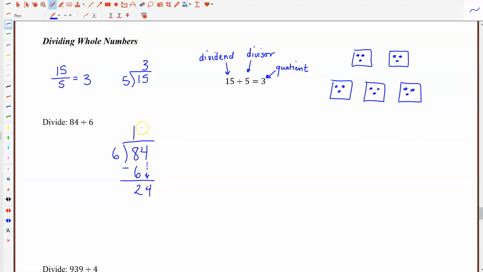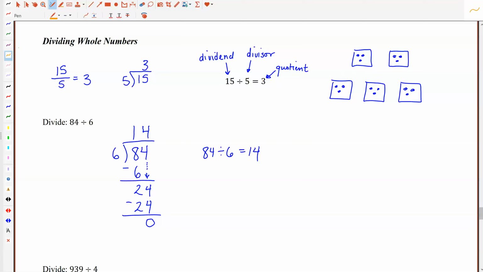It goes in 4 times. 4 times 6 is 24. We subtract going down, and we get 0. Since I don't have any more numbers to bring down, I'm done with the division process. My remainder is 0. We usually would then say that this divided evenly, and then I would say that 84 divided by 6 is equal to 14.